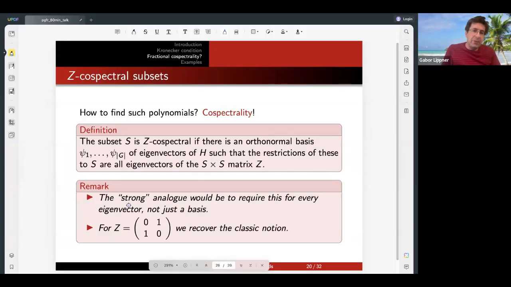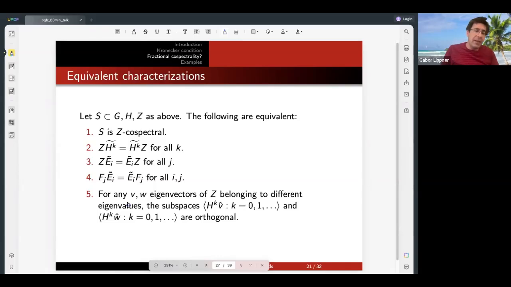The really good thing about cospectrality in the original setting is that it has many equivalent forms, and it can be combinatorially verified by counting walks in the graph. And the nice thing is that in the fractional generalization, we have all the same characterizations. So what's written here, I want to emphasize this one and this one as equivalent characterizations.